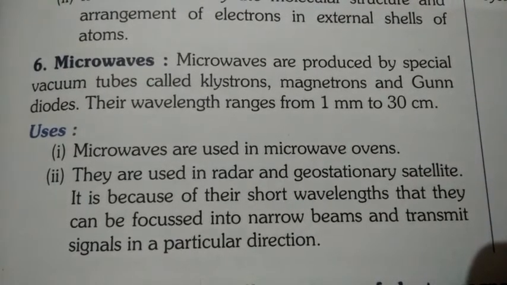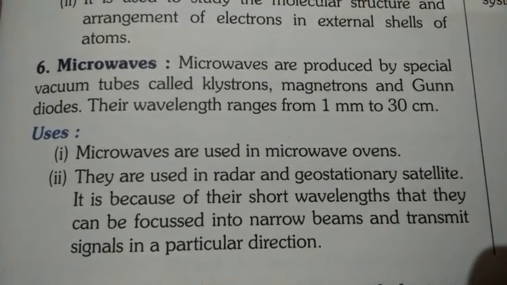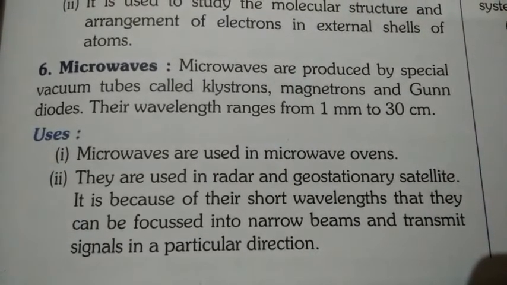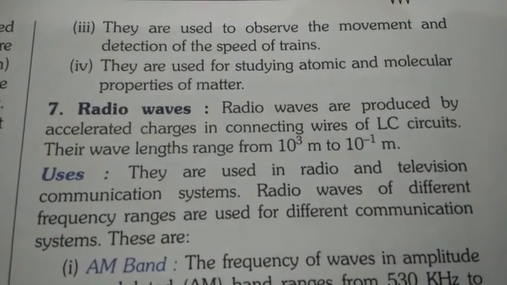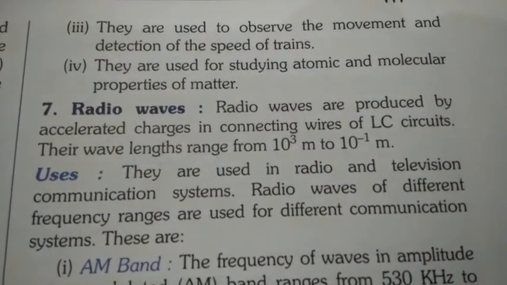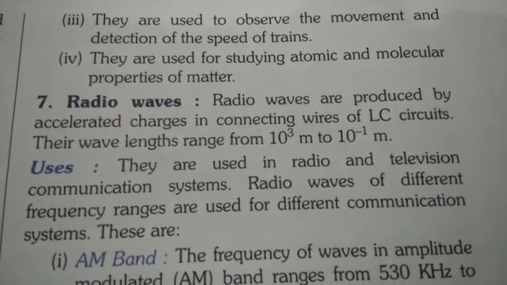It is because of their short wavelengths that they can be focused into narrow beams and transmit signals in a particular direction. Third, they are used to observe the movement and detection of the speed of trains. Fourth, they are used for studying atomic and molecular properties of matter.